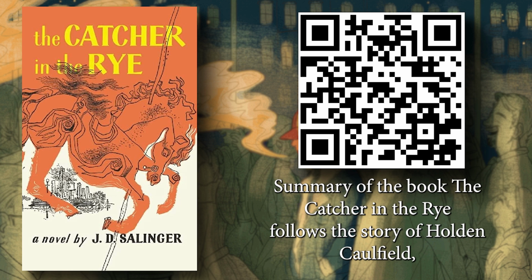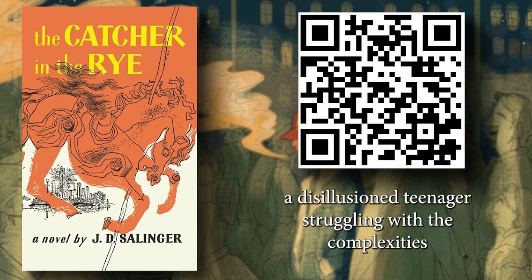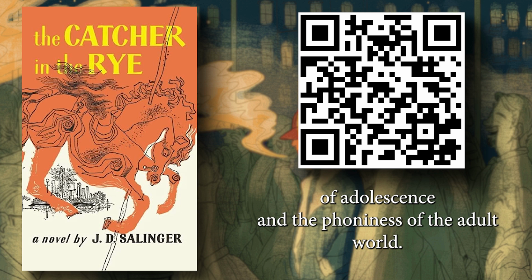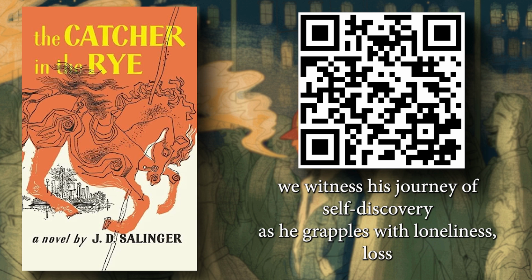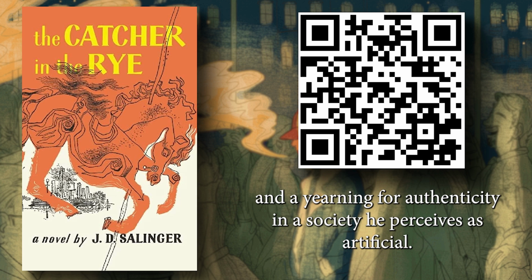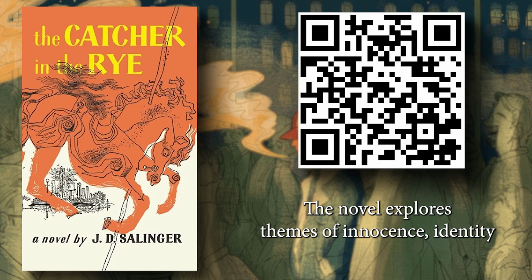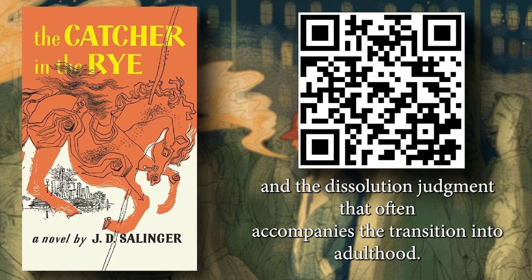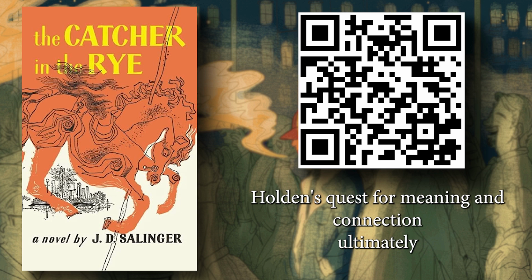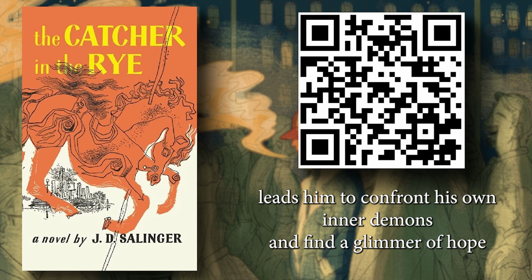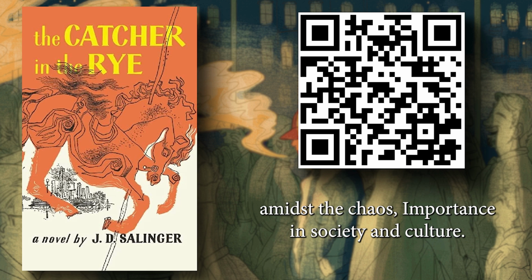Summary of the book: The Catcher in the Rye follows the story of Holden Caulfield, a disillusioned teenager struggling with the complexities of adolescence and the phoniness of the adult world. Through Holden's narration, we witness his journey of self-discovery as he grapples with loneliness, loss, and a yearning for authenticity in a society he perceives as artificial. The novel explores themes of innocence, identity, and the disillusionment that often accompanies the transition into adulthood. Holden's quest for meaning and connection ultimately leads him to confront his own inner demons and find a glimmer of hope amidst the chaos.